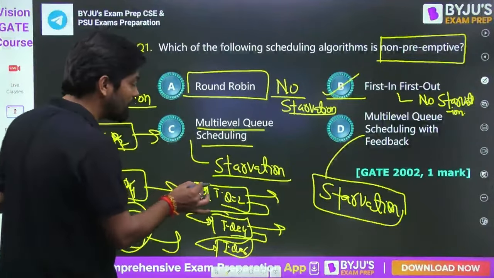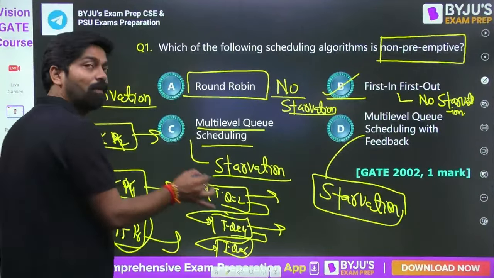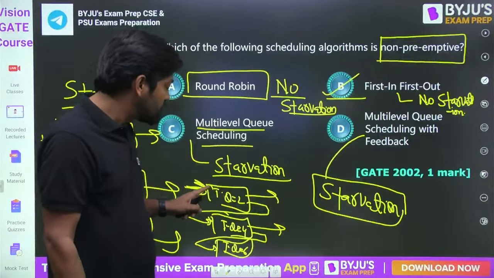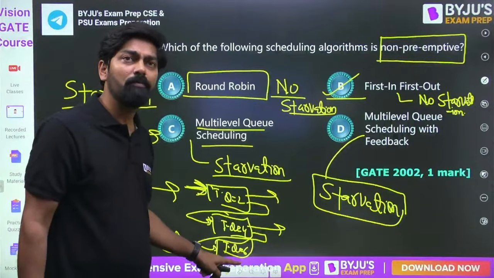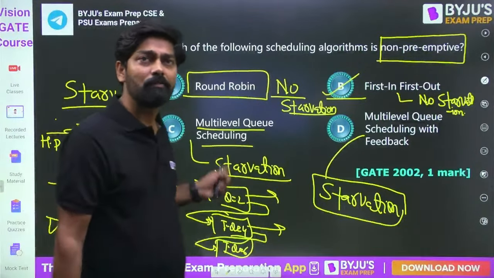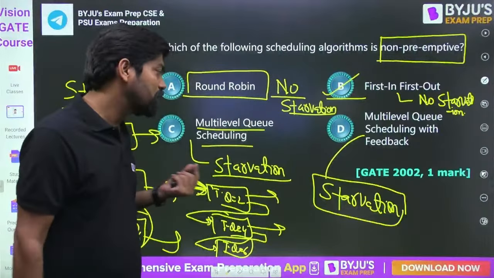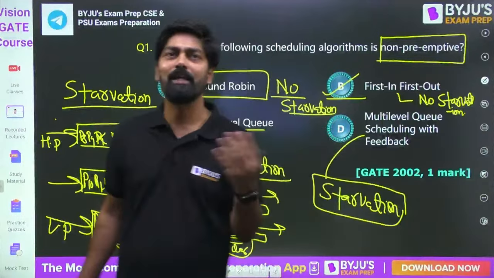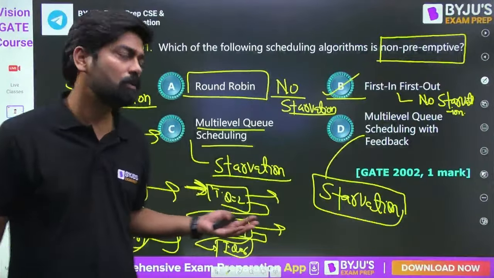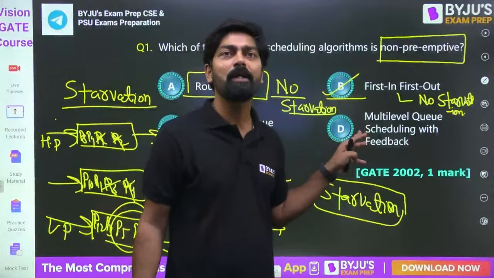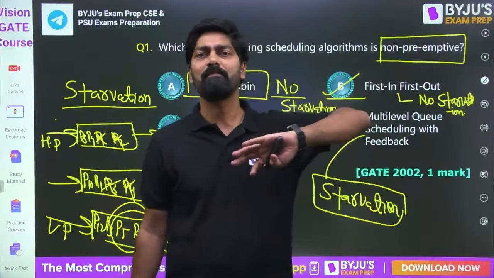Once again, I'm repeating: if processes with a smaller time quantum keep on coming, the process having the largest time quantum will not be able to execute. So my dear friend, there is starvation. Some people also have doubts: we have the aging technique so that we can remove starvation. Yes, multi-level feedback queue with aging technique, you can remove starvation.